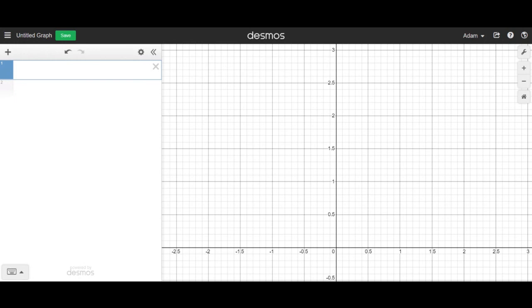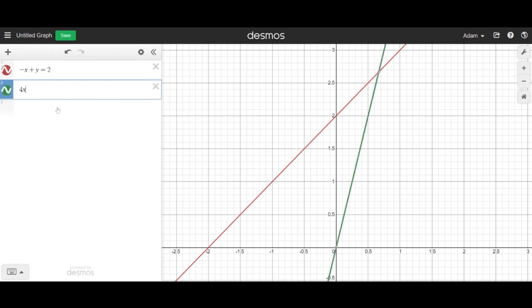Don't worry. So anyway, we have negative x plus y equals 2. The other one is, what's the other one? 4x plus y equals 2. You can see they do intersect, and it looks like they intersect at 0, 2. You can always check by substituting, but it does look like they intersect at 0, 2. So, all right, that's good.